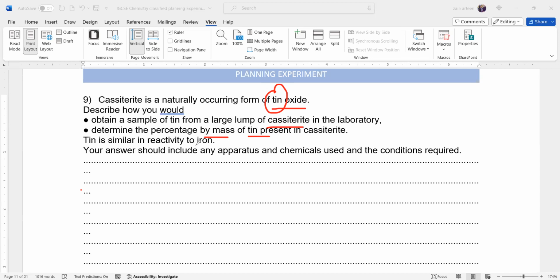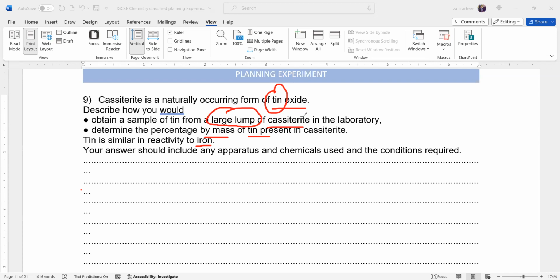Tin has similar reactivity to iron, as they mentioned in the reactivity series. So it's below carbon, so carbon or carbon monoxide can both reduce it. So first, what should we do? We'll take a sample, as I mentioned, large lumps are there. What should we do to the large lumps? We have to crush them. Whenever large lumps are given, we have to crush.